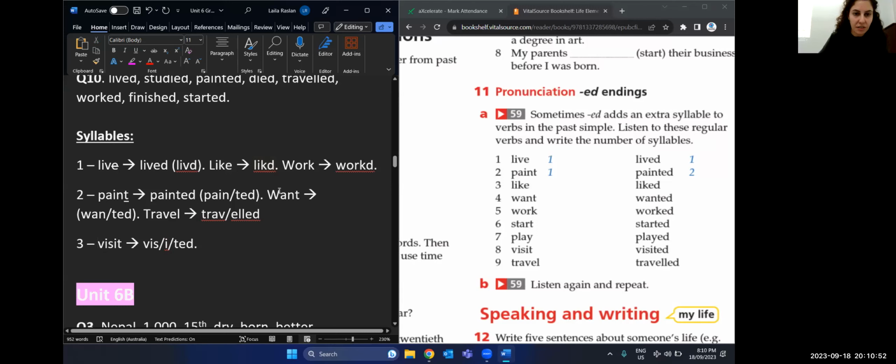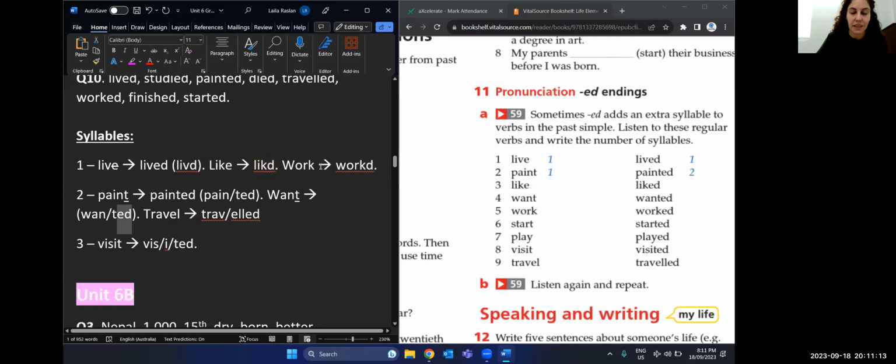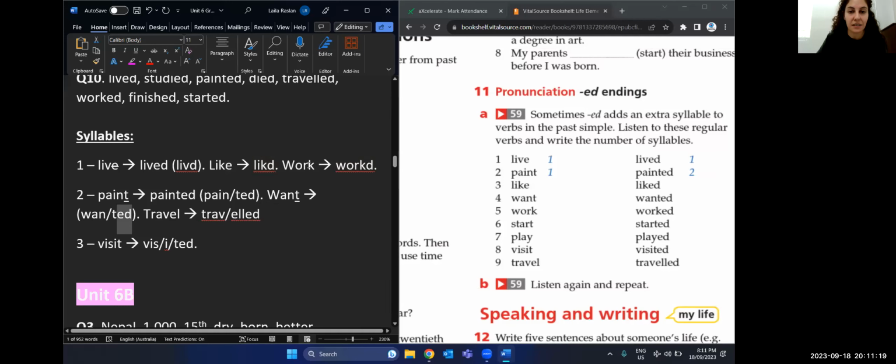So wanted, because it ends in a T. Remember the rule? When you add the ED, it takes two sounds if it ends in a T. Work, one sound, work. If you add the ED, worked, one sound, because the E becomes silent. Because it's not "work-ed", it's worked. It's one sound.